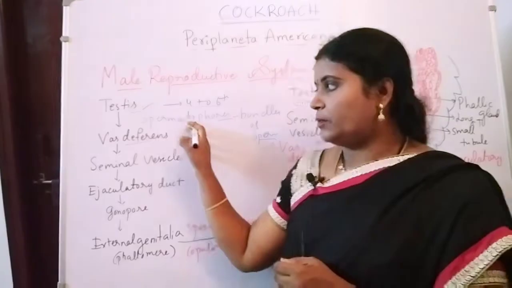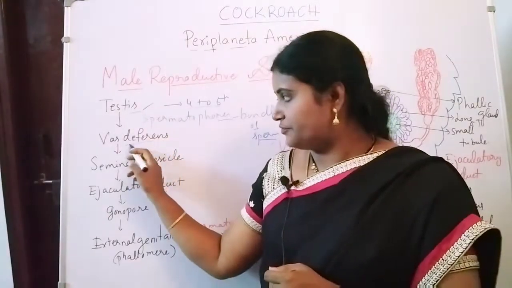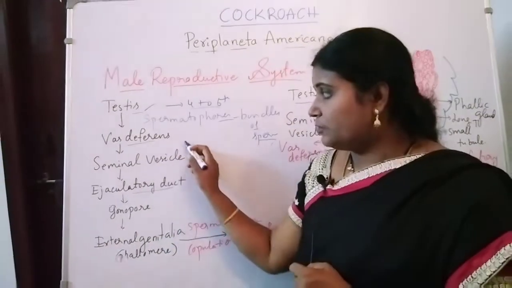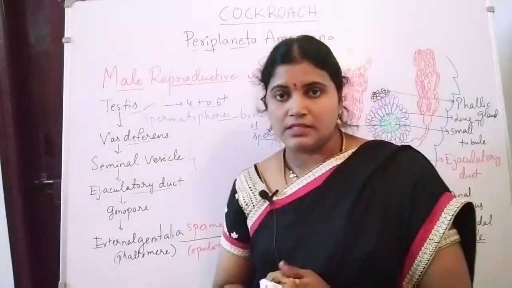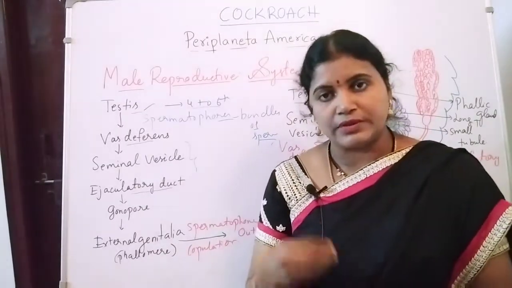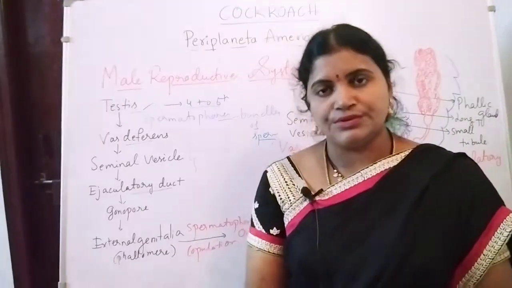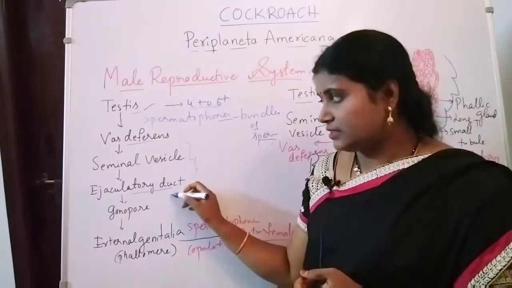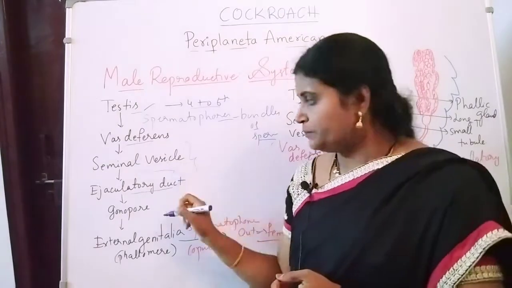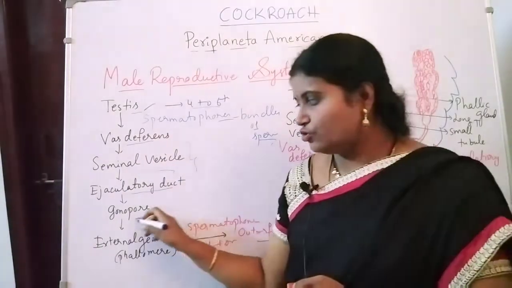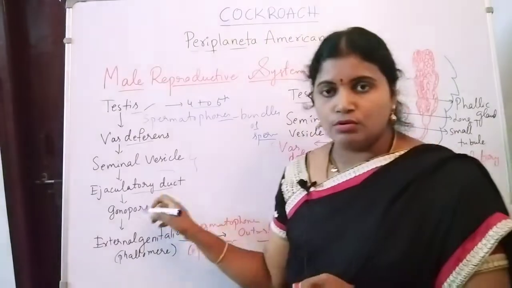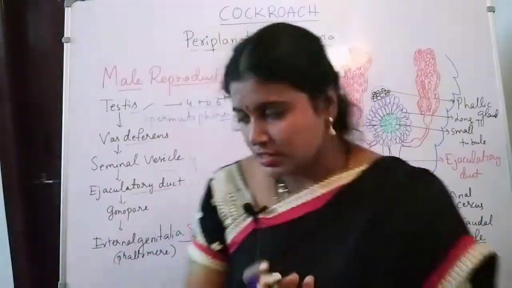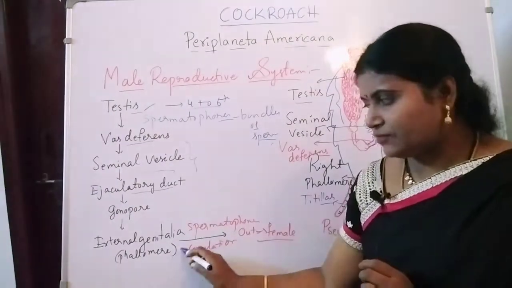These spermatophores are carried by the vas deferens. The vas deferens is connected to the ejaculatory duct, and in the middle it is connected with the seminal vesicles. The seminal vesicle releases secretions which nourish the sperms. From the ejaculatory duct it opens into the gonopore. The gonopore is covered by the external genitalia structures, which are known as phallomeres.